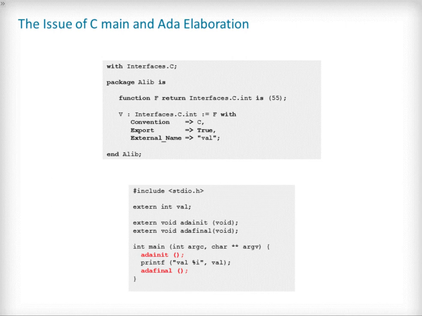The C main program must call an external function called adainit to execute the Ada elaboration code, and if this was omitted, the C main program would display a random value, almost certainly not 55. The C main program must also call the external function adafinal upon completion to ensure all Ada finalization code is also executed.